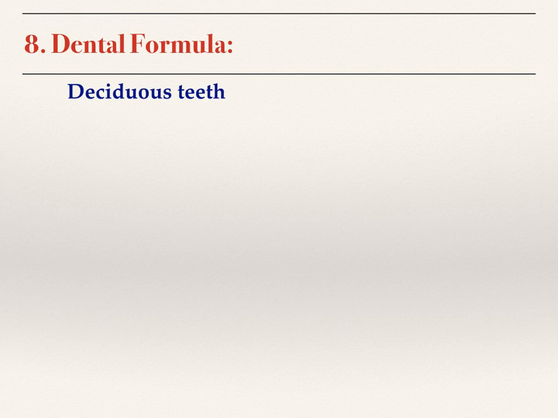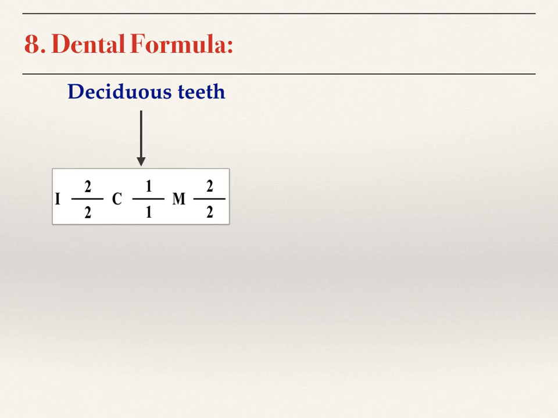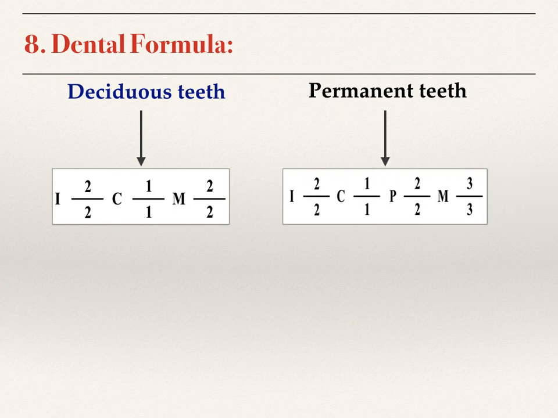Dental formula. This is the dental formula of deciduous teeth. Incisor 2 above and 2 below, canine 1 above and 1 below, molars 2 above and 2 below, and the permanent is increased by the premolars 2 above and 2 below, and the molars are 3 above and 3 below.